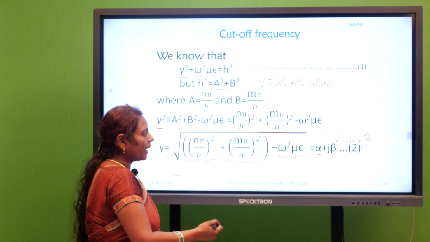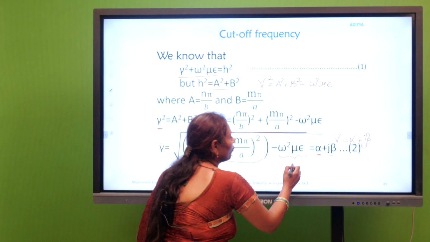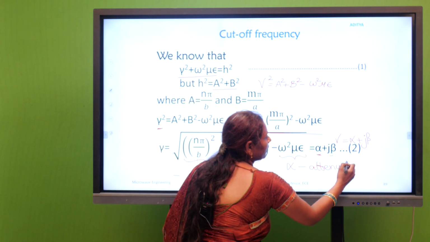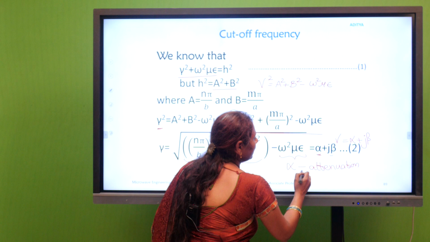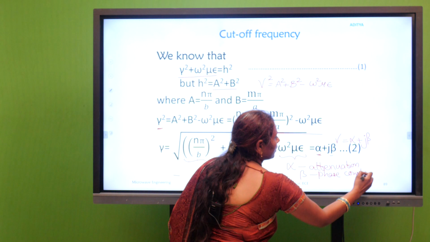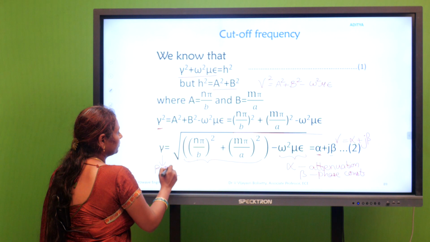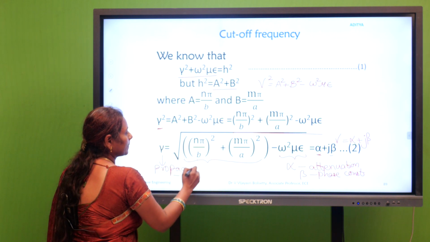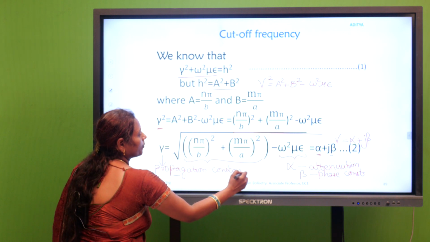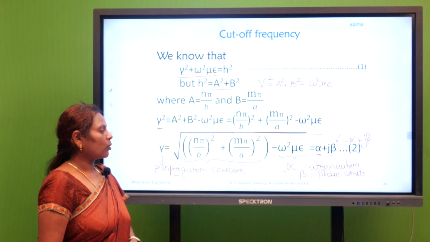So it is a combination of attenuation constant and, we can consider it, beta as the phase constant. So here alpha is the attenuation constant or attenuation coefficient, and beta is the phase constant. So simply we can say the propagation constant gamma can be expressed in terms of the attenuation constant and the phase constant.